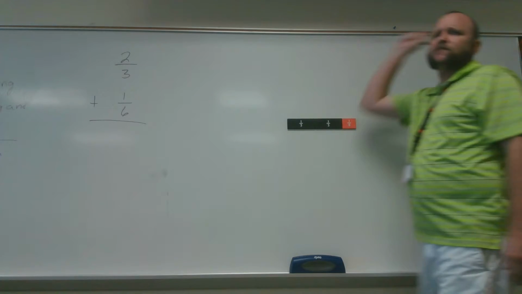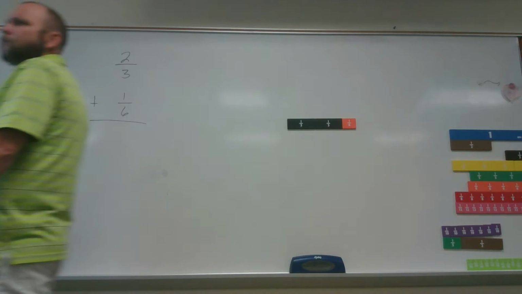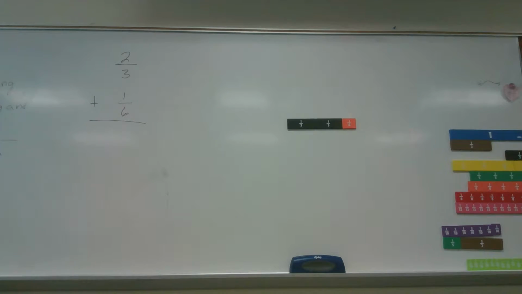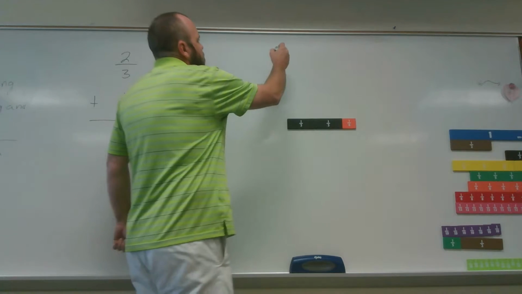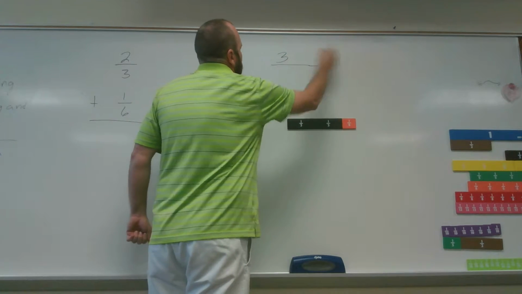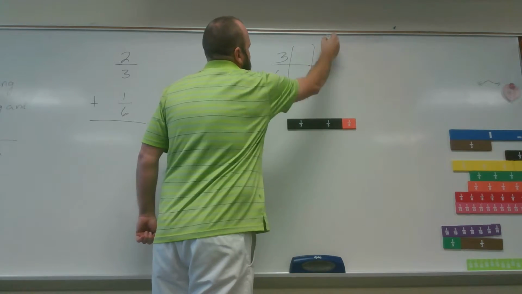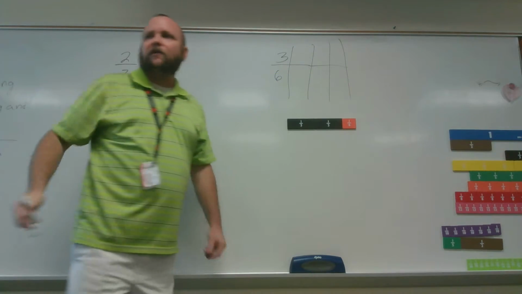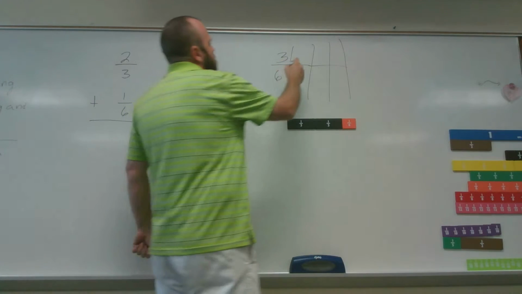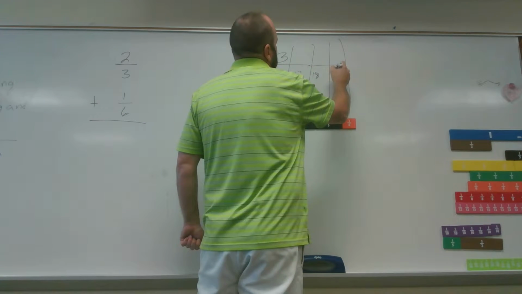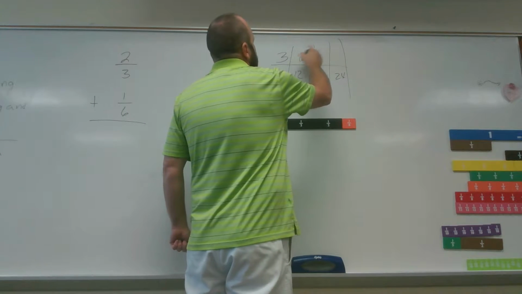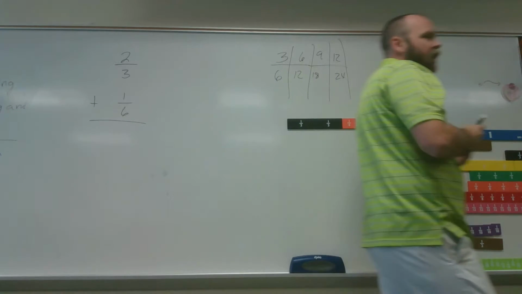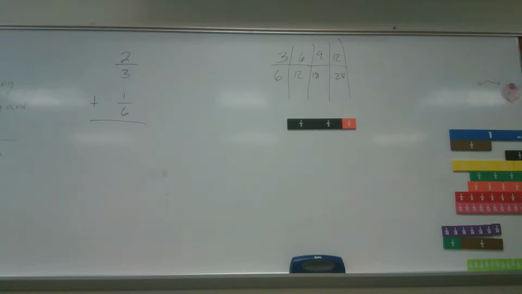Benjamin, can we add these fractions as they're currently written down? No. We need to change them so they have a common denominator. We have the denominators of 3 and 6. If I list the multiples out, I get 6, 12, 18, 24, and 3, 6, 9, 12. What's the first number they have in common? 6. So I need to change these so they're both over 6.